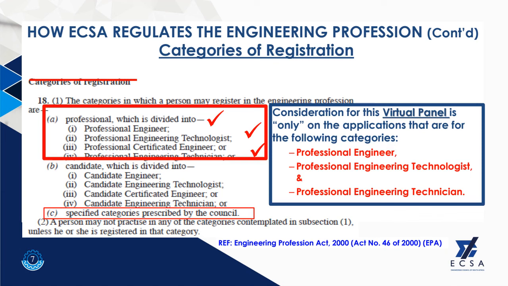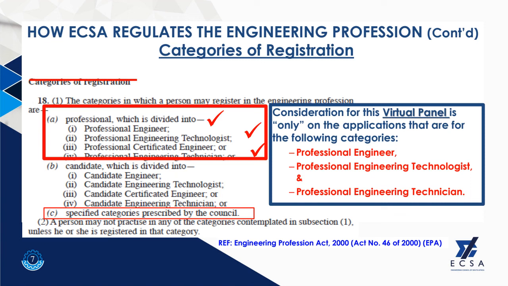Now, as you can see, this extract is coming directly from the Act, Section 18 of the Act, where it talks about the categories of registration. If we start below, moving up, Section 8B refers to the candidate, which is divided into candidate engineer, candidate engineering technologist, and candidate engineering technician. And C is about the specified categories. There are many of them that now and then come by, and ECSA has to look after those that are not necessarily in the profession. And then once that is done in terms of registration, it goes back to Section 18.1A with regards to the professional registration of professional engineer, professional engineering technologist, professional engineering technician.